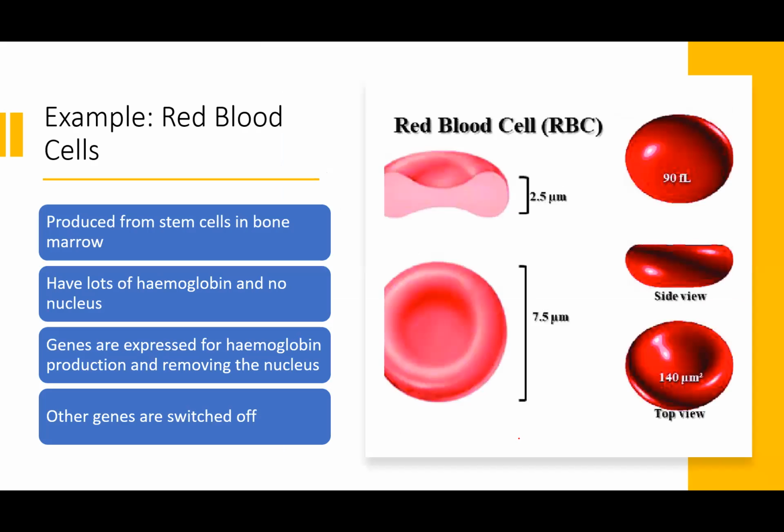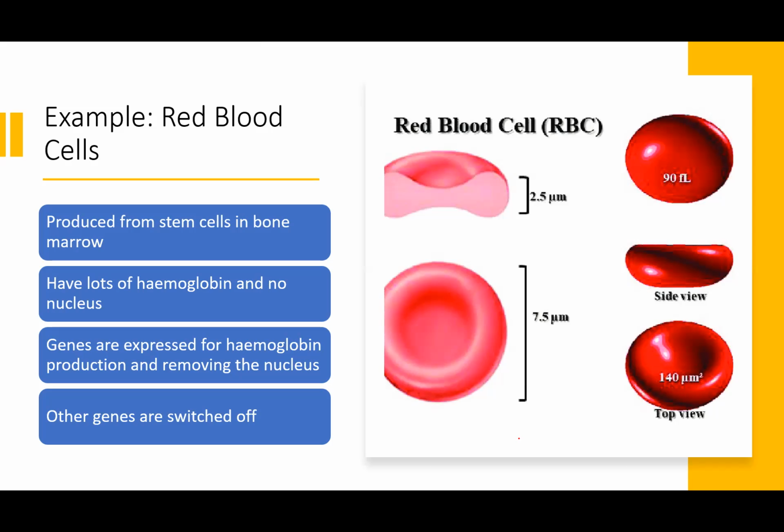So an example would be a red blood cell. Red blood cells are produced from a type of stem cell that we find in the bone marrow. Red blood cells have lots of hemoglobin inside them, and they have no nucleus. And remember that no nucleus is to help make room for the red blood cell to carry more hemoglobin.